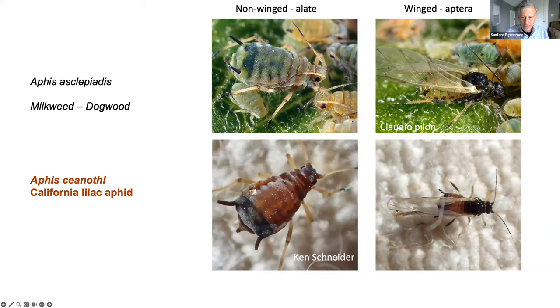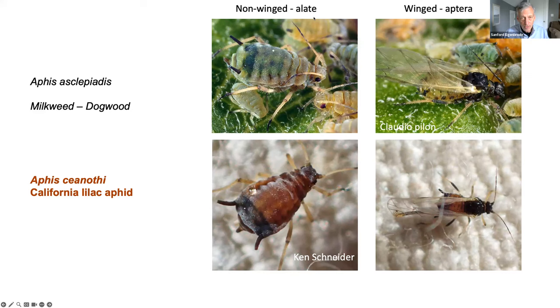And here's some photographs of the same species. This is one species. This is what its wingless form looks like, and here's what its winged form looks like. And here are two, as another example, another species. The winged forms and non-winged forms, they can look pretty different. You have to recognize them both.